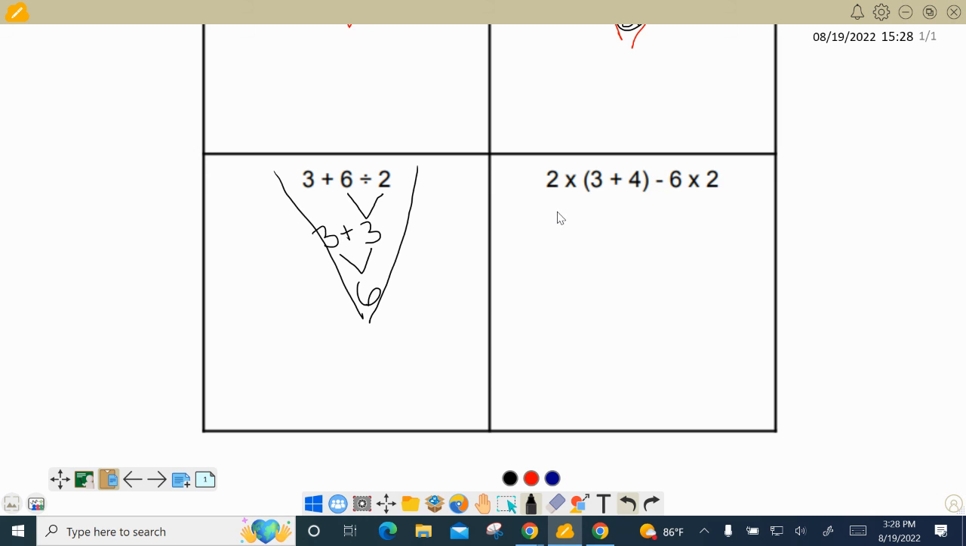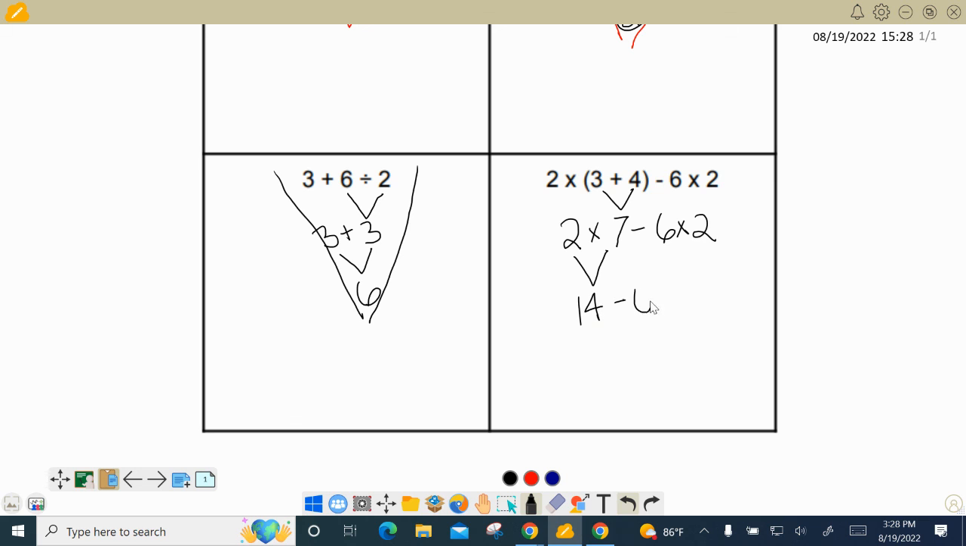Tell me what the very first step is. I hope you said 3 plus 4 is 7. Now let's bring everything else down. You've got 2 times 7 minus 6 times 2. Now, we did a parentheses. There are no exponents. Multiplication and division in the same step. Think about which multiplication problem we should do first. For this one, I hope you said 2 times 7. We know that 2 times 7 is 14.